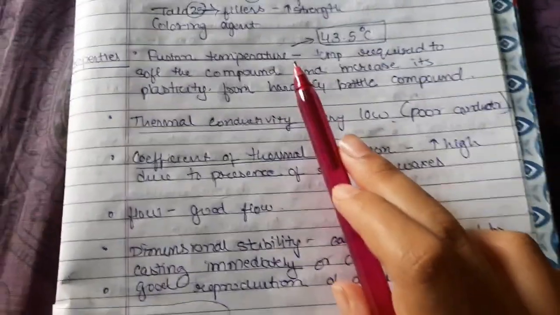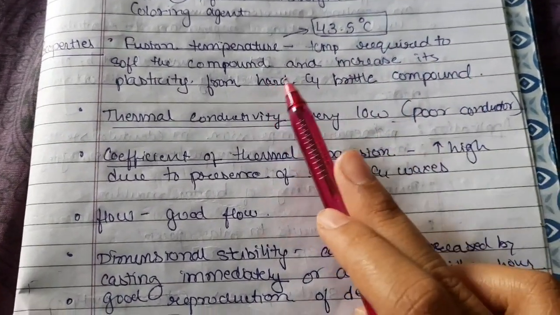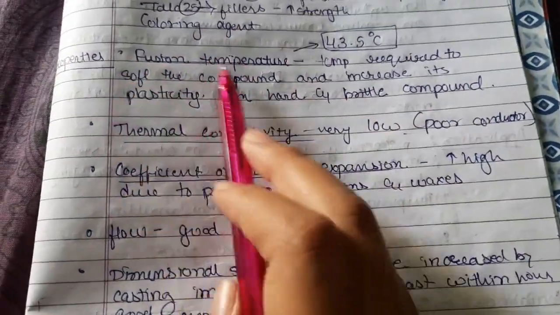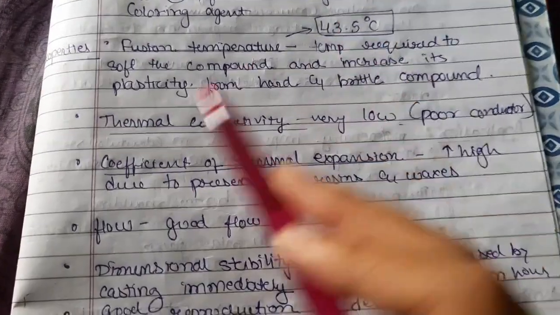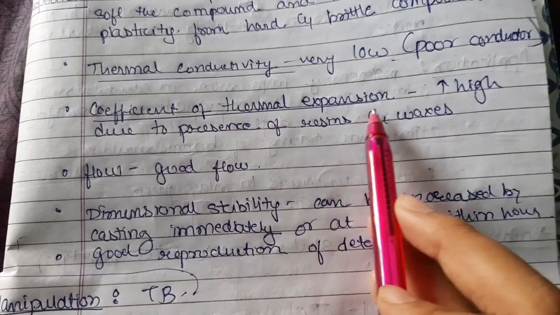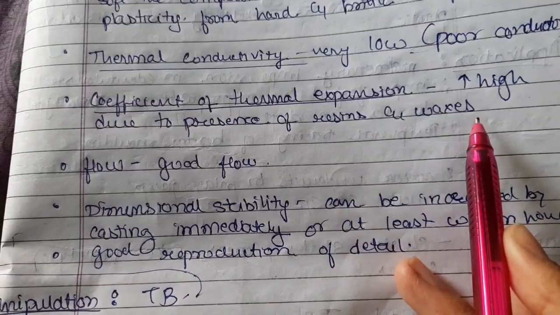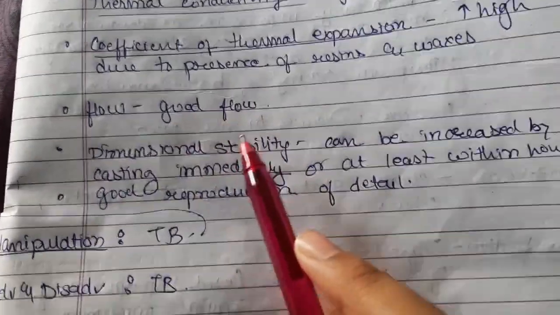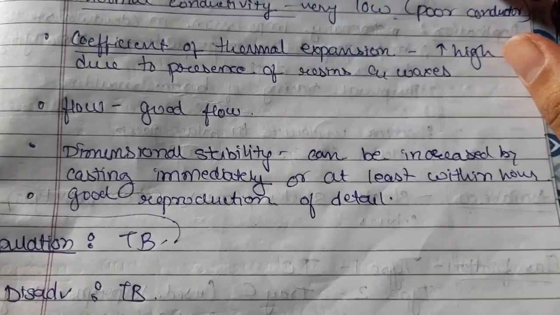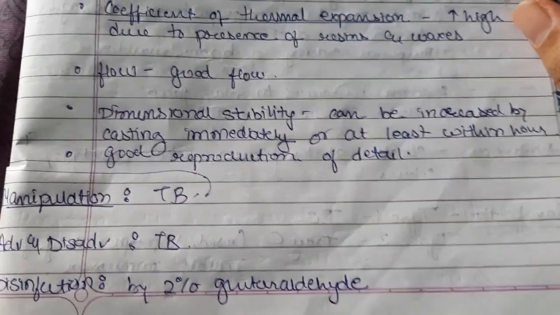Now the properties. Fusion temperature is 43.5 degrees centigrade. The temperature required to soften the compound and increase its plasticity from a hard and brittle compound is known as the fusion temperature, and it is 43.5 degrees centigrade. Thermal conductivity is very low; it is a poor conductor. Coefficient of thermal expansion is high due to the presence of resins and waxes. It has good flow. Dimensional stability can be increased by casting immediately or at least within an hour, and it has good reproduction capability and takes good details.